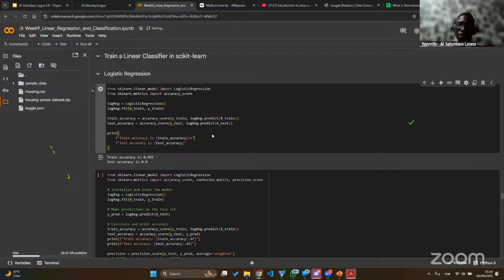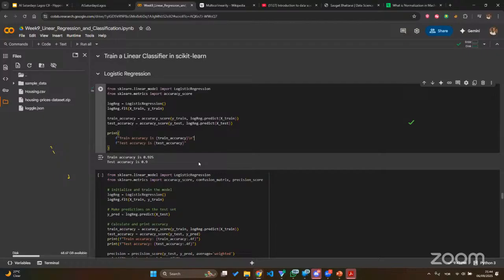Now look here, we did logistic regression. For logistic regression and for linear regression, since we are predicting different types of variables, for logistic regression we are predicting a category, and for linear regression we are predicting a continuous variable, like numbers. So the method of evaluation will be different from each other.